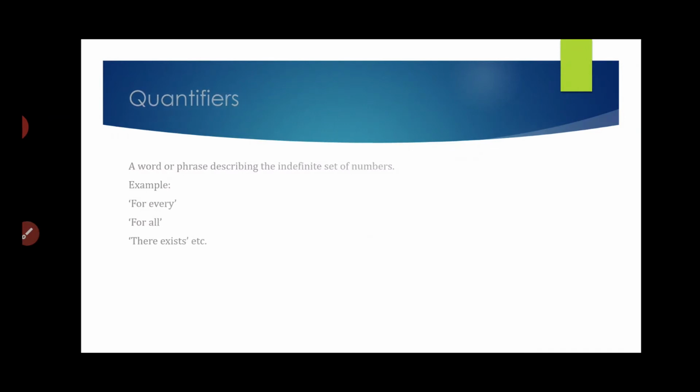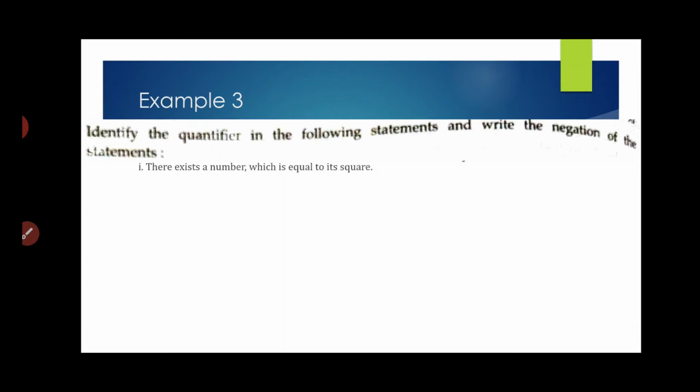Let us move to examples. Example: identify the quantifier in the following statements and write the negation of the statements. First one, there exists a number which is equal to its square. So obviously, what is the quantifier here? The quantifier here is there exists, as we just discussed.